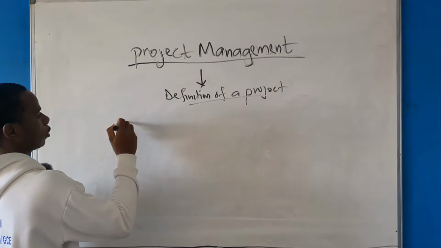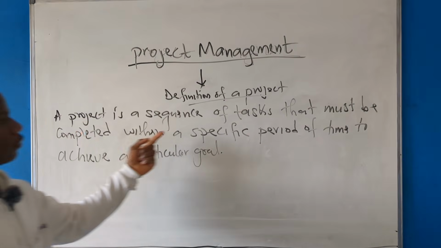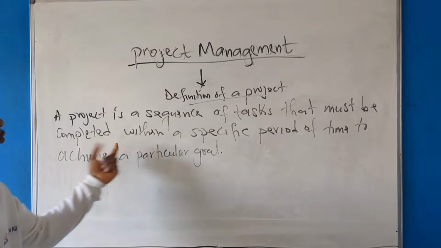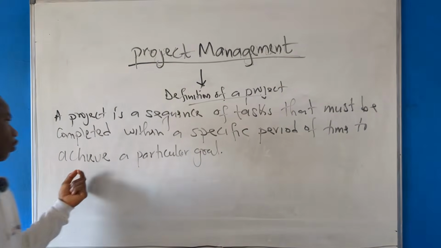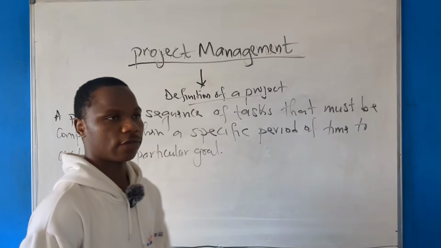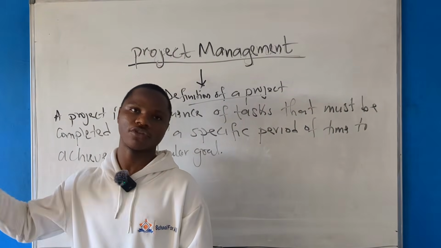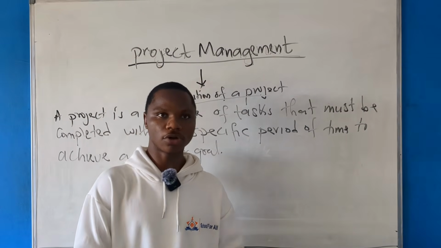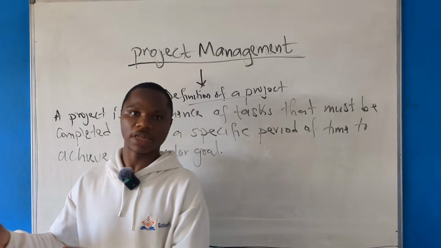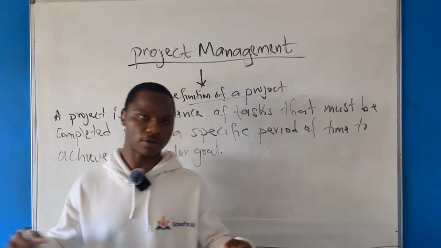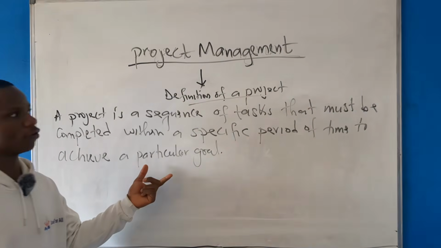So a project is a sequence of tasks that must be completed within a specific period of time to achieve a particular goal. If your project is to construct a house, the process of construction is made up of multiple tasks. Good. So by the time you execute each of the different tasks, when you are done with all of them, you are okay with the construction. So this is the definition of a project.